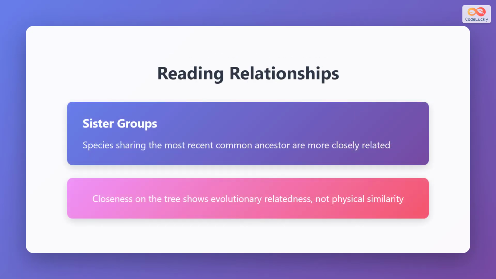The key to reading phylogenetic trees is understanding sister groups. Species that share the most recent common ancestor are more closely related. This is crucial. Closeness on the tree shows evolutionary relatedness, not physical similarity. Two organisms might look very different but be closely related if they share a recent common ancestor.